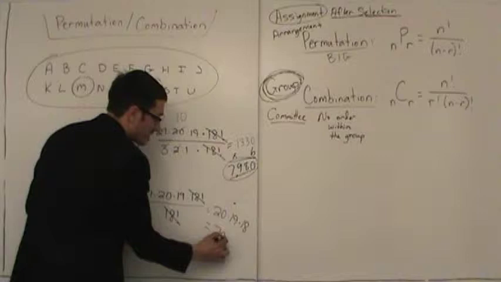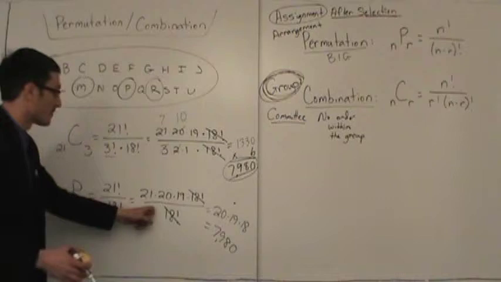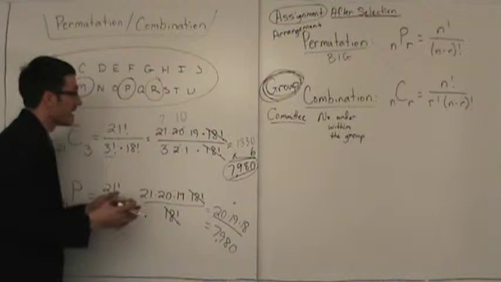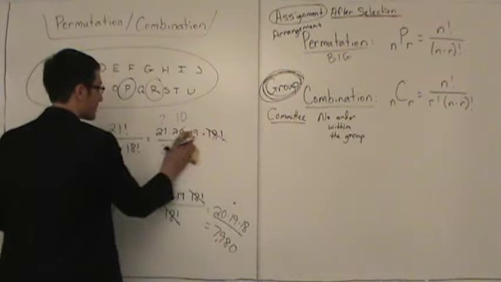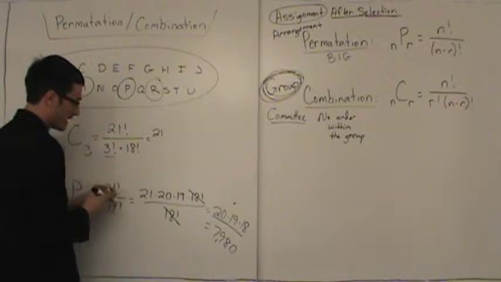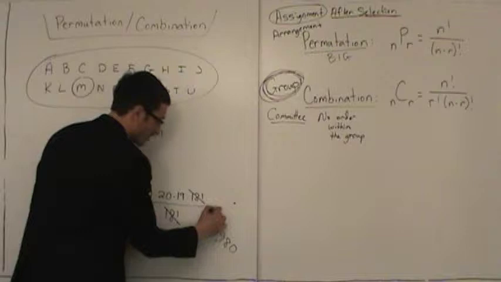Now, I want you to notice similarity. In this formula, what did we have? We had 20 times 19 times 18. In the combination formula, let's look at the similarity. Okay, so I'm going to erase this. Let's look at the similarity. We had 21. Wait, no. Messed this up. This is 21 times 20 times 19.